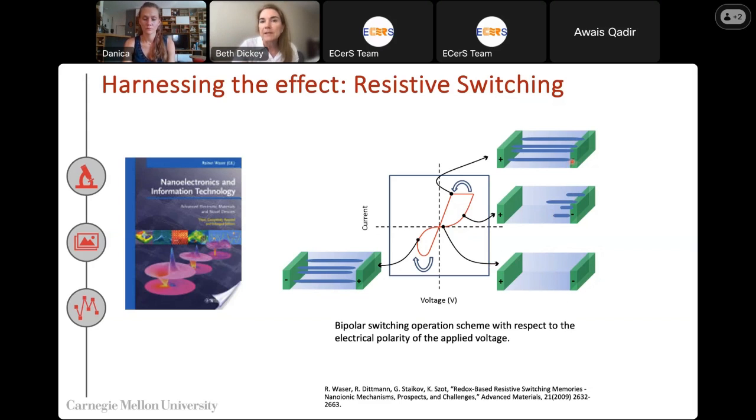In this case, once these filaments of this more defective and higher conductivity material reach the other electrode, then you have basically a short circuit. And if you take it in the other polarity and you can move the defects in the other direction, then you may disconnect this, and it can form the basis of a bipolar switch in this case.